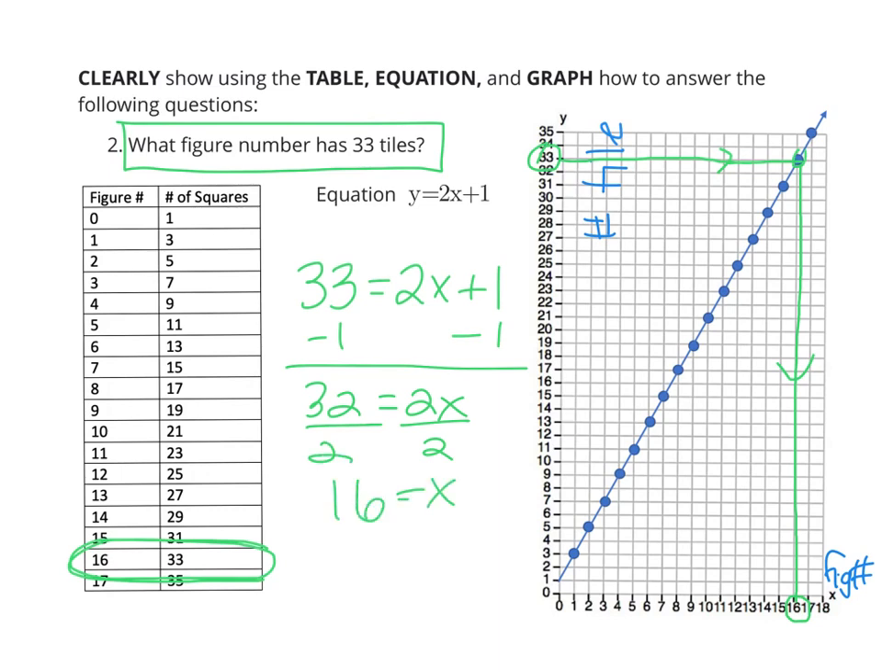So what it shows me is that 16 is the figure number. You'll notice I did not plug 16 into the equation. I don't know 16. If I didn't have my table, if I didn't have my graph, I wouldn't be able to tell you that the answer is 16 that gives me 33. So you can't start with what we're trying to find. We have to plug in what we know. We know 33 tiles, we plug that in, and we work backwards to find the figure number.